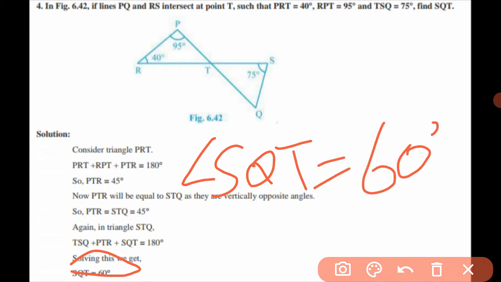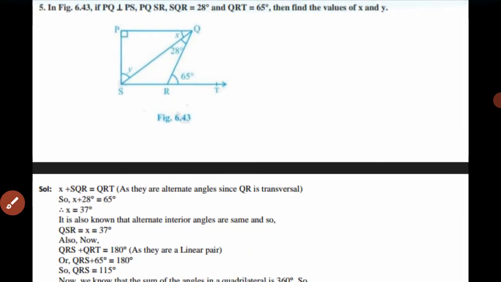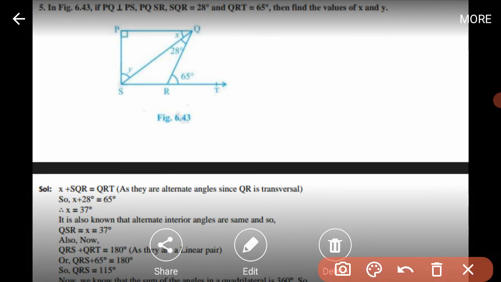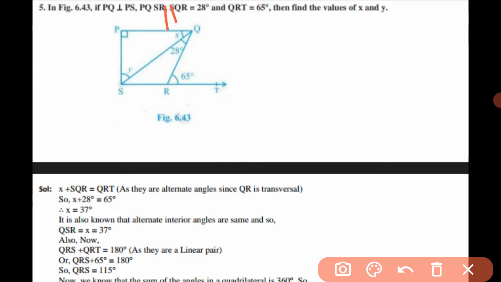Now after this, see question number 5. In question number 5, we are given in figure 6.43 that PQ is perpendicular to PS, QR is parallel to QS, PQ is parallel to RS, and the value of angle SQR is given as 28 degrees and QRT equals 65 degrees. So we have to find the values of X and Y.